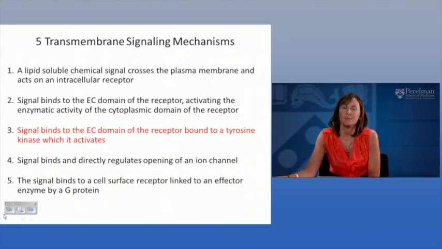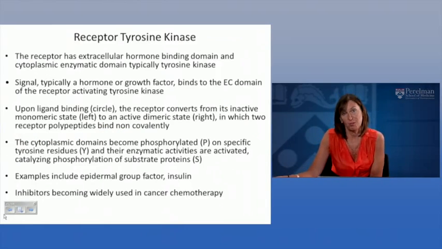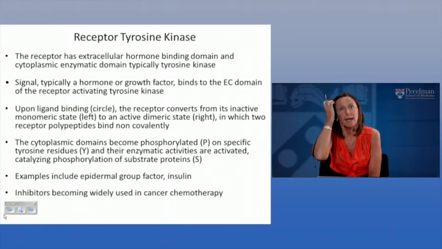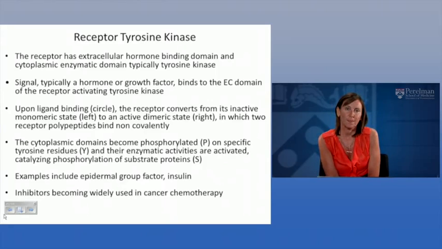The third example is where a signal, again, is binding to the extracellular domain of the receptor, but in this case, it's bound to a tyrosine kinase, which it activates. These, not too surprisingly, are referred to as receptor tyrosine kinase. Again, another huge area of drug discovery for cancer chemotherapy.